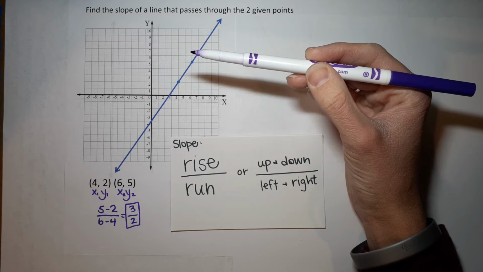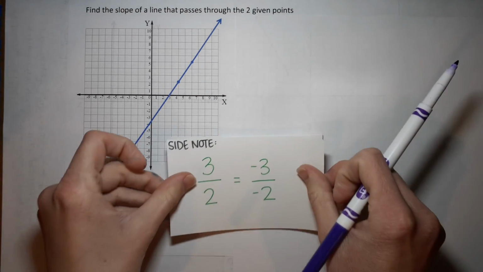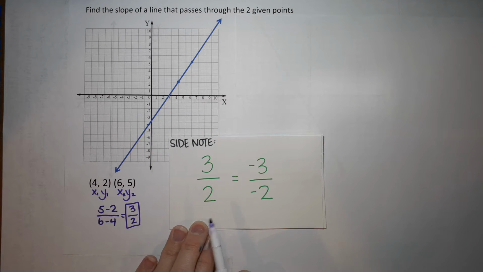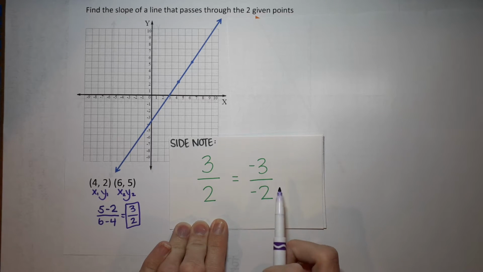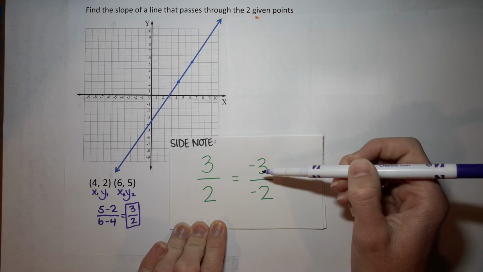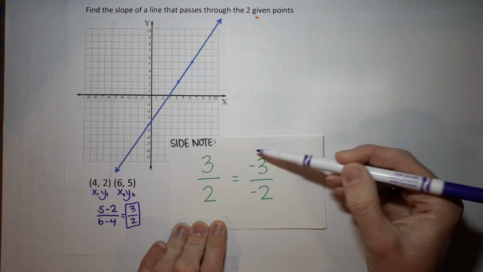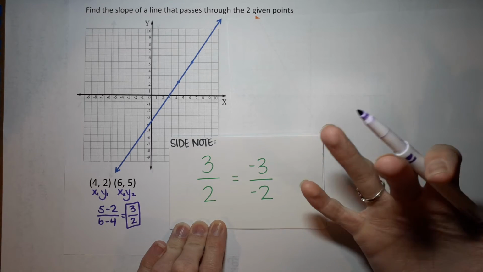Now, quick side note. 3 over 2 is equal to -3 over -2. Are you skeptical? Don't be. A negative divided by a negative is a positive. So this is really just this, not simplified.